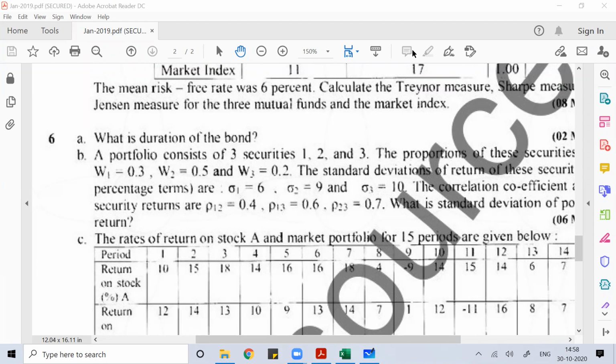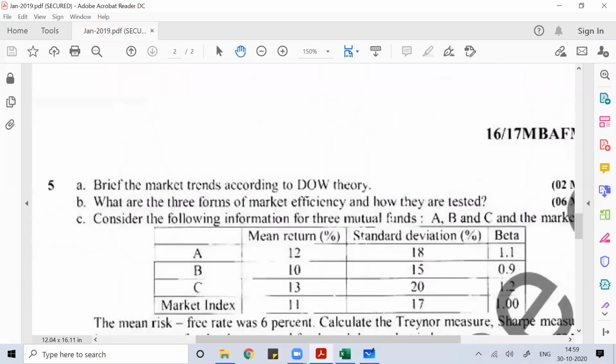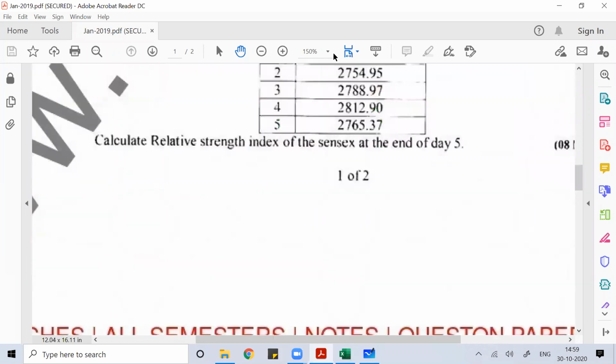So we'll continue our discussion on duration and convexity. Yesterday, I started discussing the theory part about what is duration and what is convexity. In duration, we have two kinds: Macaulay duration and modified duration. You can see in the exam, a theory question about what is the duration of a bond came for 2 marks. So duration is something which you should be aware of.